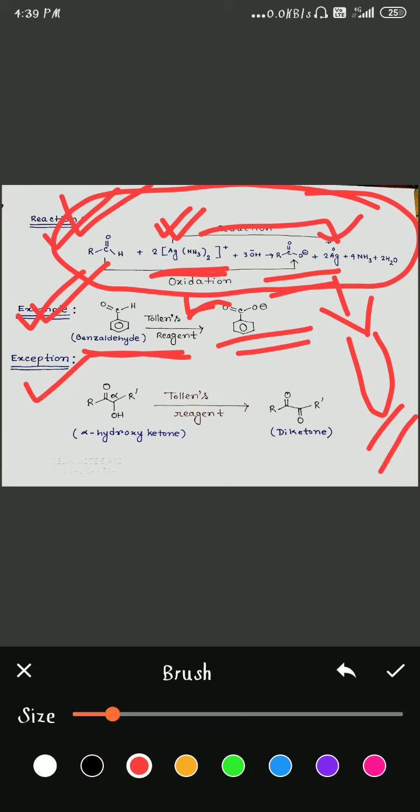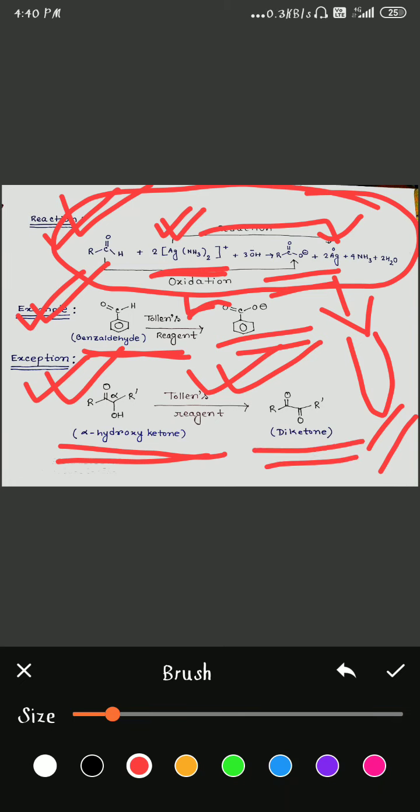Here is an exception. We all know that ketone does not perform this test, but here is an exception: alpha hydroxyketone, after adding Tollens reagent, gives diketone. That means it responds to the Tollens test and gives the silver mirror.